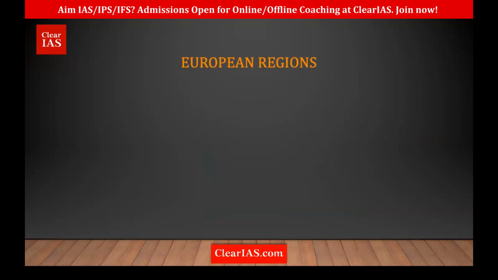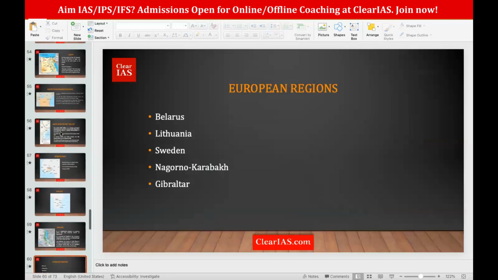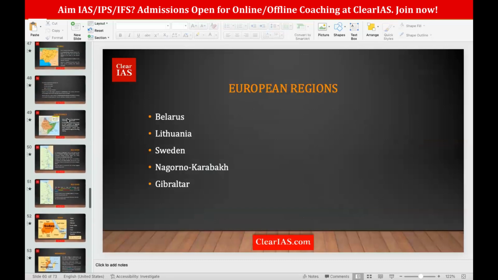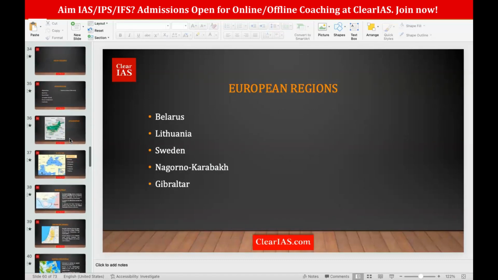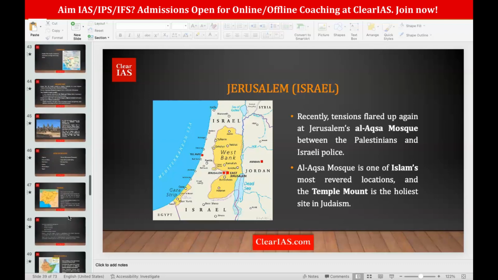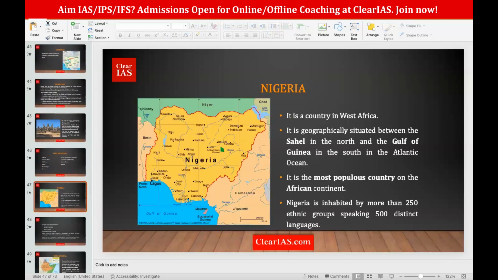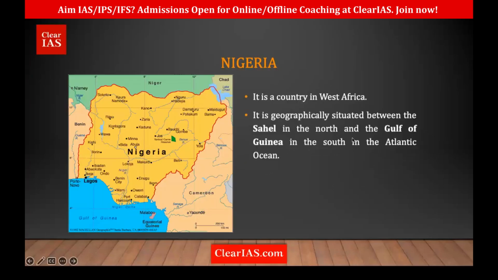I think most of these regions are familiar to you. We'll do a quick revision of African regions, and then we'll move on to European and the other regions. So we started off with Nigeria. Yes, it's a West African country. On top we have the Sahel region, and on one side the Gulf of Guinea in the Atlantic Ocean.